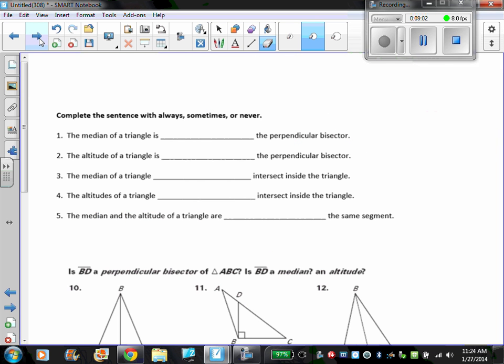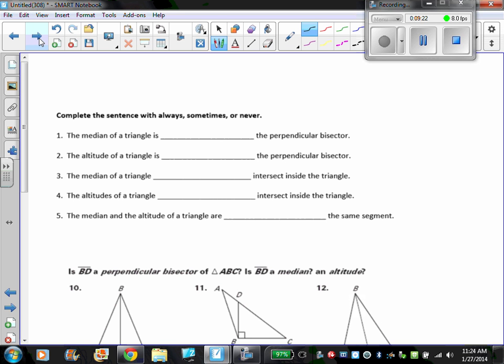So that brings us to a few problems that we can look at. These would be good things for you to consider. I'll start you out with a few of them, and if you want to try a few others and ask whether they're right or wrong, feel free to. So for example, the median of a triangle is always, sometimes, or never the perpendicular bisector.